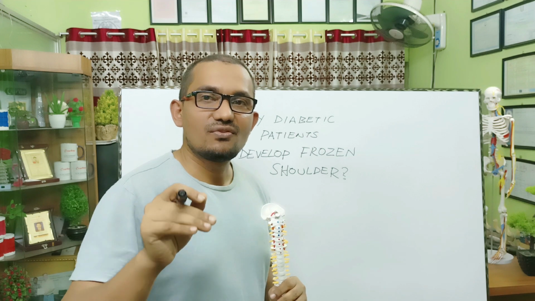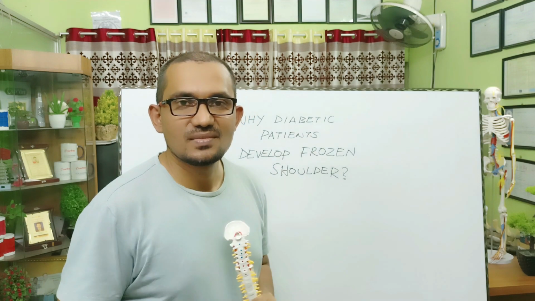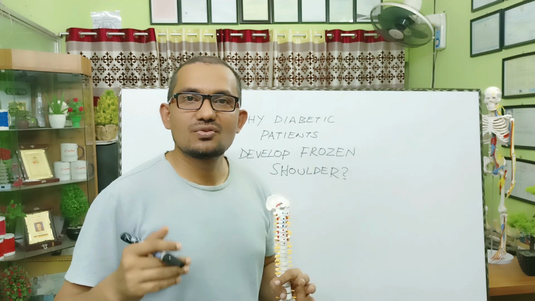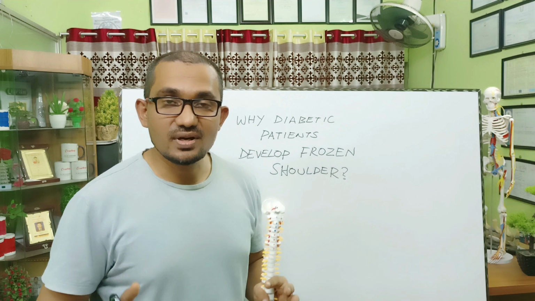That is why it is very important for diabetic patients to have good control of their sugars and normalize hemoglobin levels. They have to check their diabetic level periodically and also their hemoglobin level periodically to control or to avoid their frozen shoulder situation.